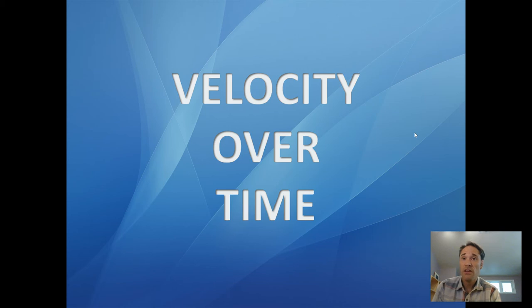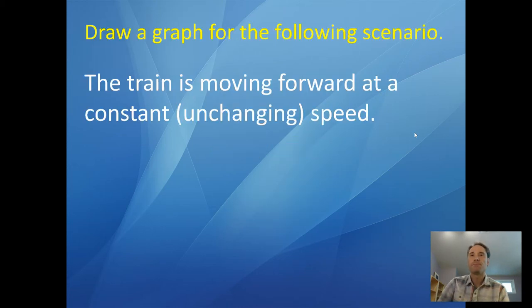Right, so let's go ahead and continue to say that moving upwards is in the positive direction, and therefore our speed increases in the positive direction as well. And the negative would be slowing down or increasing in the opposite direction. All right, let's see what I mean by that. Here's a scenario. A train is moving forward at a constant, unchanging speed.